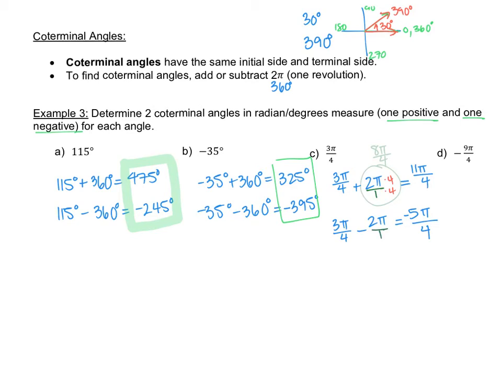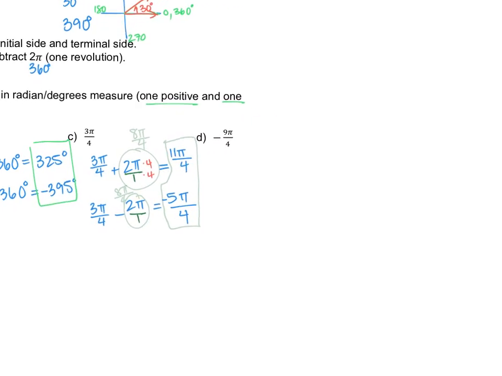So this 2 pi can be written as a fraction, but if you think about it, this 2 pi is really 8 pi over 4 if you find a denominator that's the same. When you take 3 and subtract it by 8, you get negative 5, and then I just brought the pi over and the 4 over. And there we go. So we have our answer here. So I have a positive coterminal and I have a negative coterminal. Okay, let's try out D.